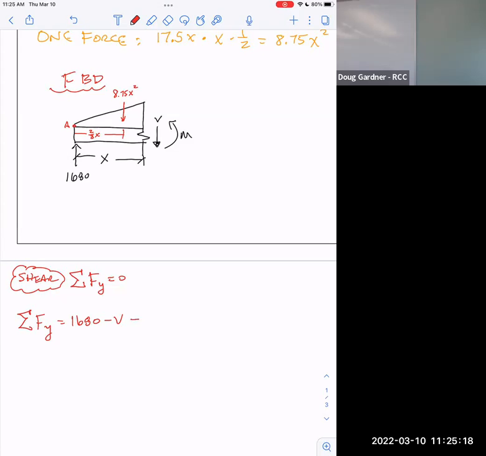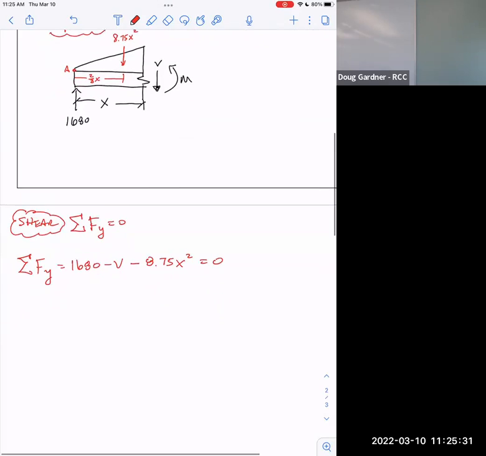And then don't I have minus 8.75 x squared going down? That's it, isn't it? And we know those better be 0 or the beam is moving up and down. So if I solve this for V, by adding V to the other side, then don't I have 1680 minus 8.75 x squared for my shear equation?